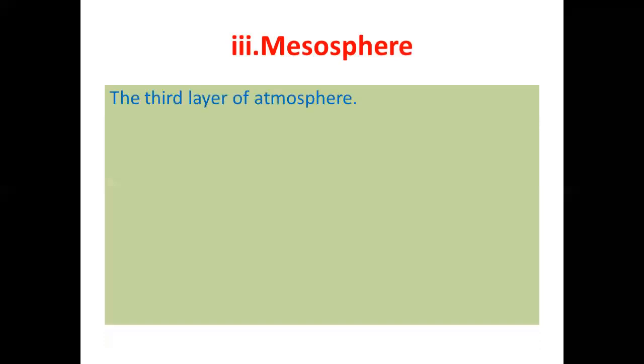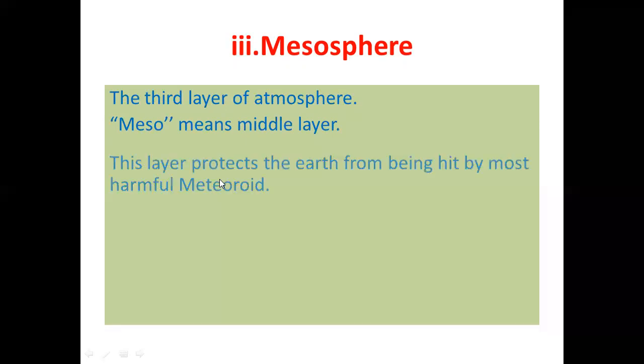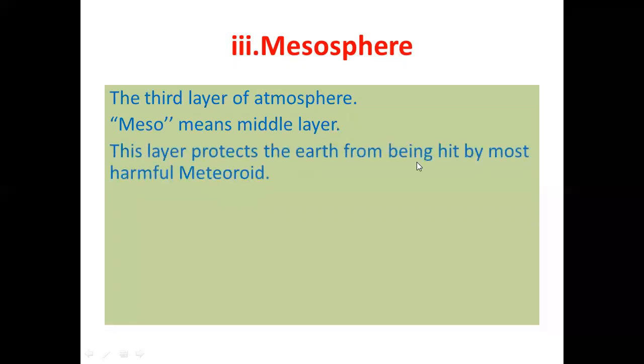The third layer is the mesosphere. Meso means middle layer. The third layer of the atmosphere is the middle layer, and this layer protects the earth from being hit by most harmful meteoroids which come from space. The mesosphere stops those meteoroids from reaching the earth and protects the earth from them.